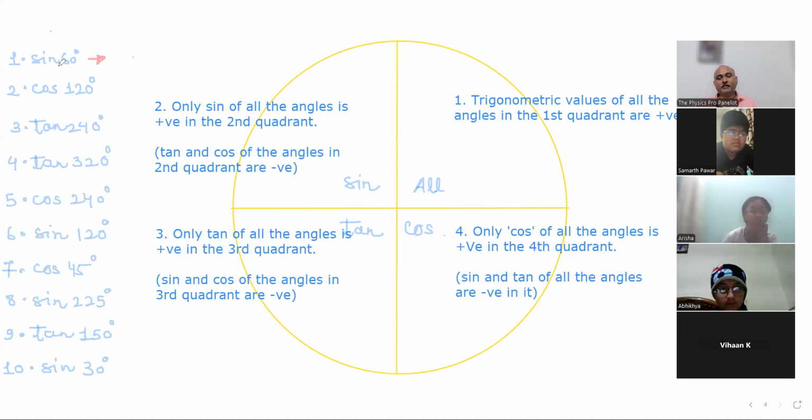60 degrees lies in the first quadrant, right? This angle is of the first quadrant, and in it all the trigonometric values are positive. So sine of 60 will be a positive value. So just write positive like this. Clear? I hope you understood how to answer it. Similarly, check the angle, check the function, and put a plus or minus sign in front of it. Do it for all the rest of the 9 of them, and make notes. First, you do the exercise, and then make notes. Okay?